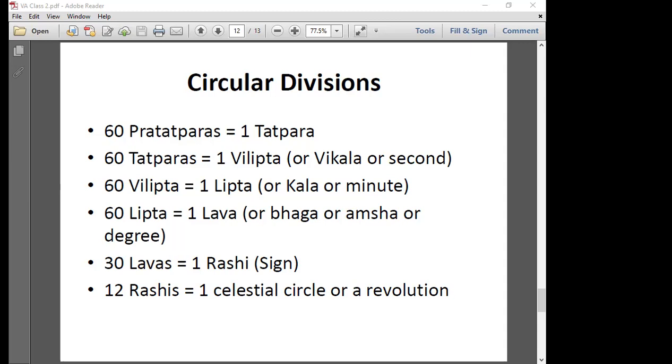So for example, Monday will start with moon hora. The first hour of Monday will be Moon. Then it will belong to Saturn. Then it will belong to Jupiter. Then it will belong to Mars. Then it will belong to Sun, and so on.